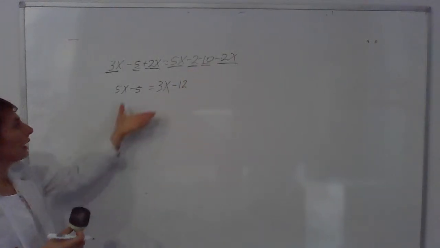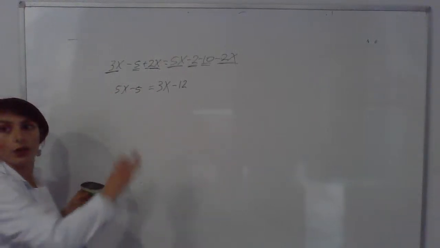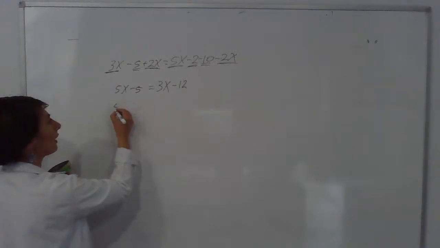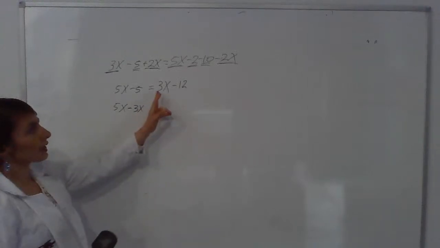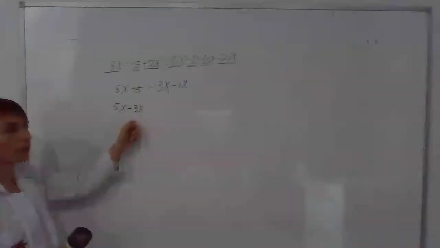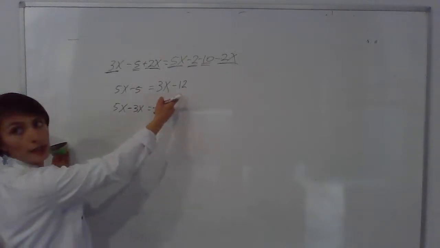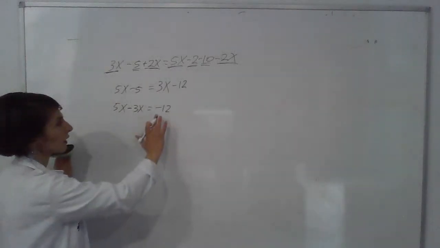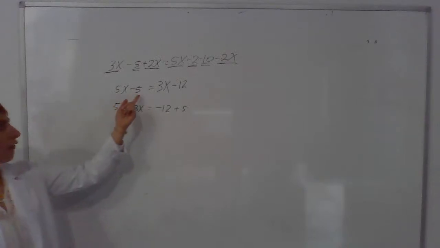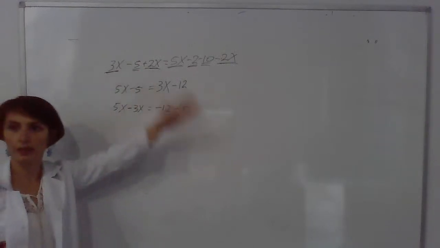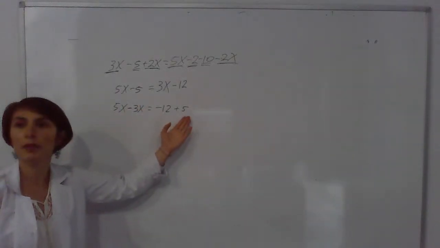Okay? So in this case, I should collect the x's on the left and the numbers on the right. So I can say that 5x minus 3x, because here is positive. So it's 5x minus 3x equals minus 12, because I didn't move it from the right side. So I just write it as it is. So it's minus 12 plus 5, because we know that if I move numbers or x's from one side to another, they change the sign. So from minus 5, I have to write it plus 5.